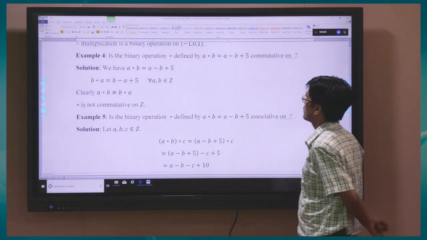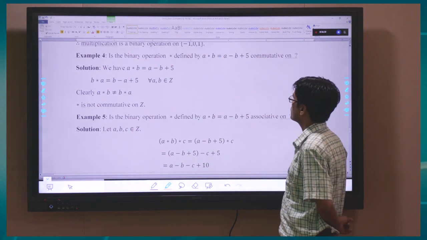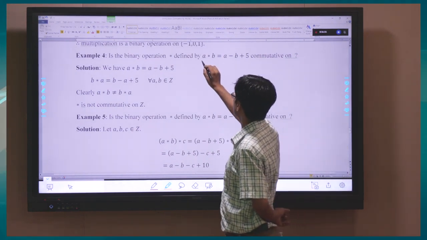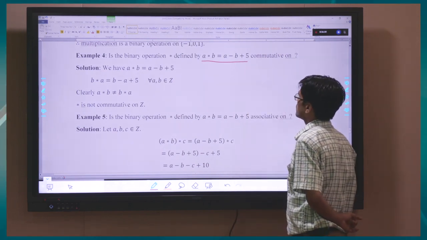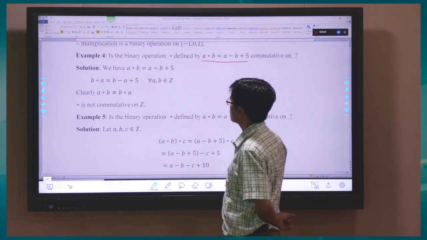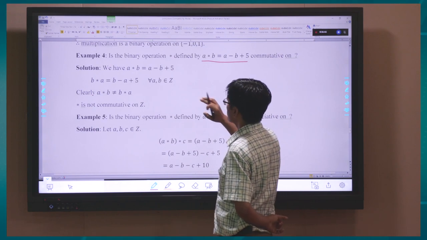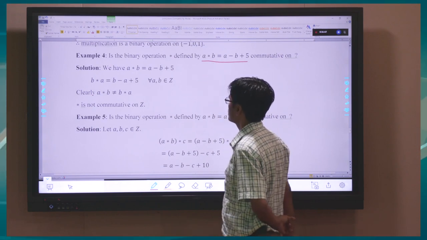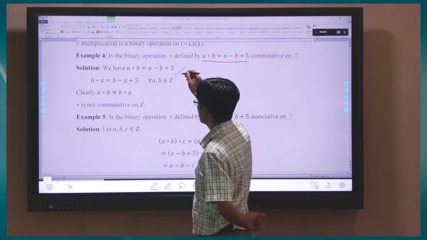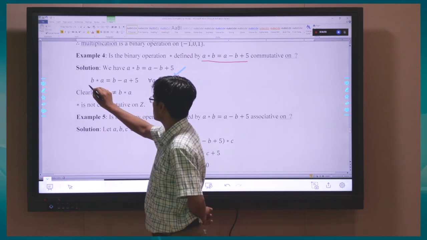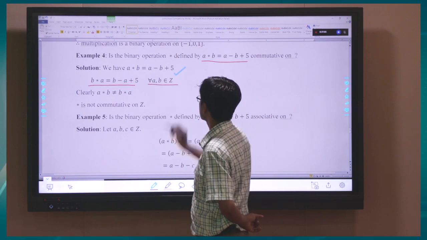Next example, example 4: here star is a binary operation defined by A star B is equal to A minus B plus 5. Now we check this operation for whether it is commutative or not. We check the commutative property for this result. We have A star B is equal to A minus B plus 5. So obviously B star A is B minus A plus 5, for all A, B belongs to the set.